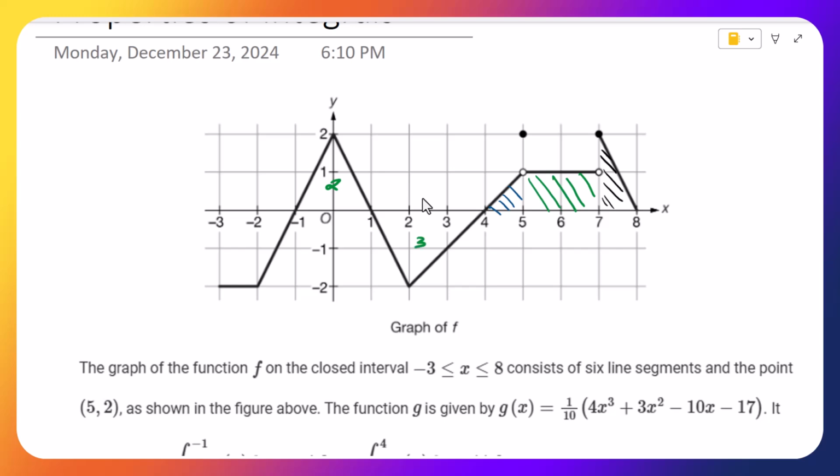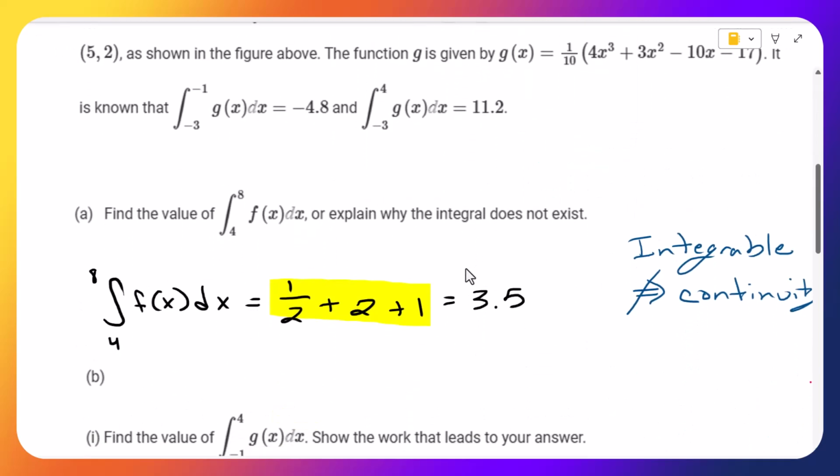And you should be screaming at me, but wait. This triangle right here is below the x-axis, so what should my area be? Well, my area should be negative. And then our integral from negative 1 to 4, what is 2 minus 3? That's negative 1.